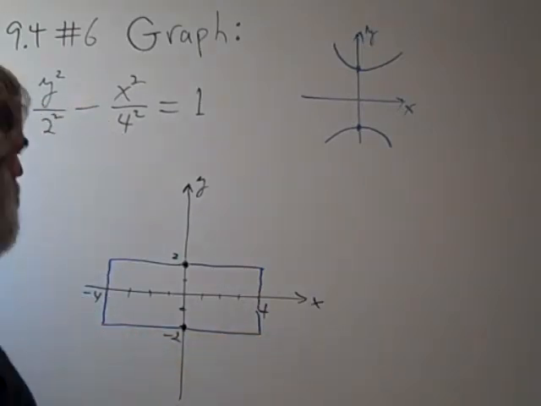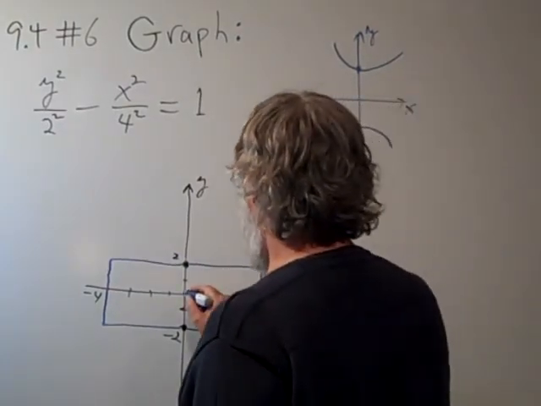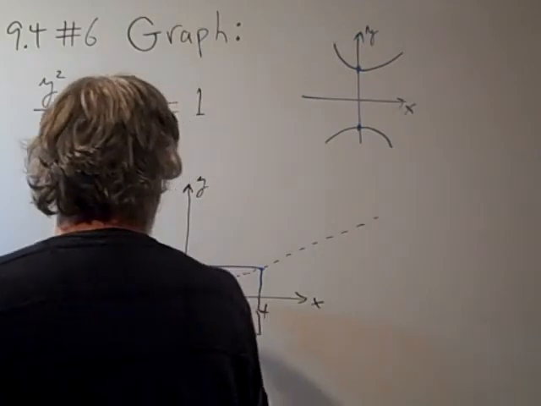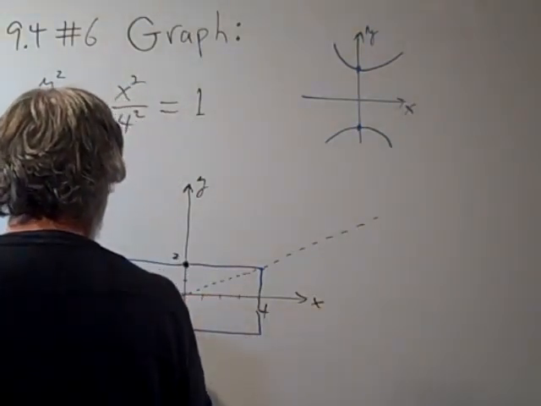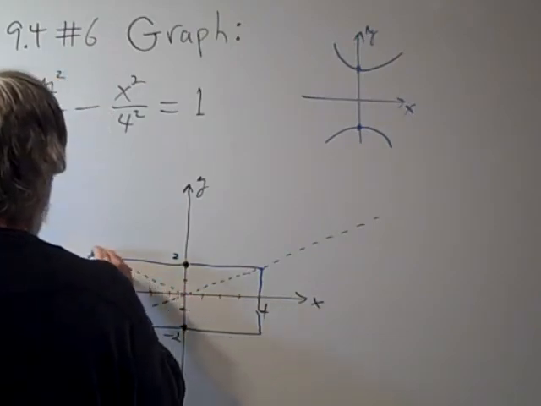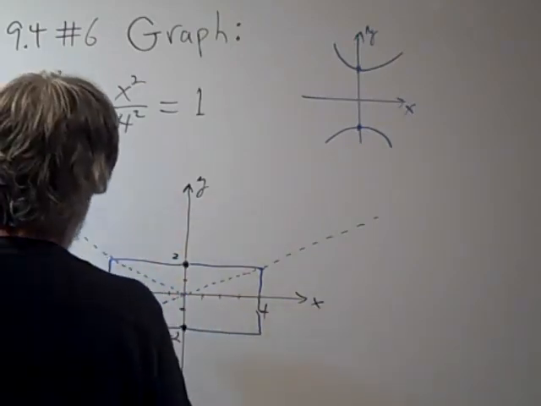Now this is to help guide our drawing of the hyperbola. We need the diagonal lines, which are asymptotes to the hyperbola. Lines that the graph of the hyperbola gets closer and closer to.